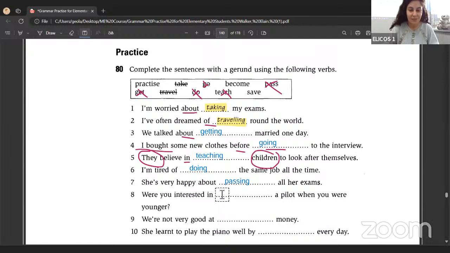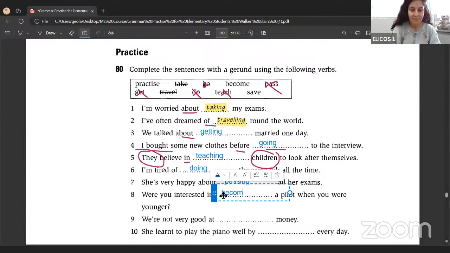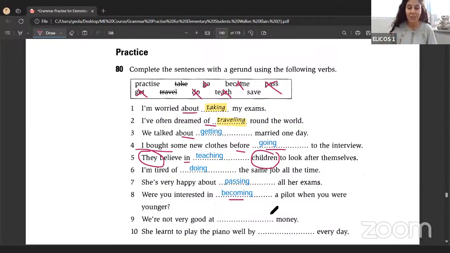Deepa. Were you interested in becoming a pilot when you were younger? Yeah, were you interested in becoming a pilot when you were younger? So this is an interesting verb. To become something means that you do something. So maybe you want to become a doctor, you want to become a lawyer. So we use this a lot when we talk about jobs. We become, especially when you ask children, what do you want to be when you grow up? Or you could say, what do you want to become when you grow up?